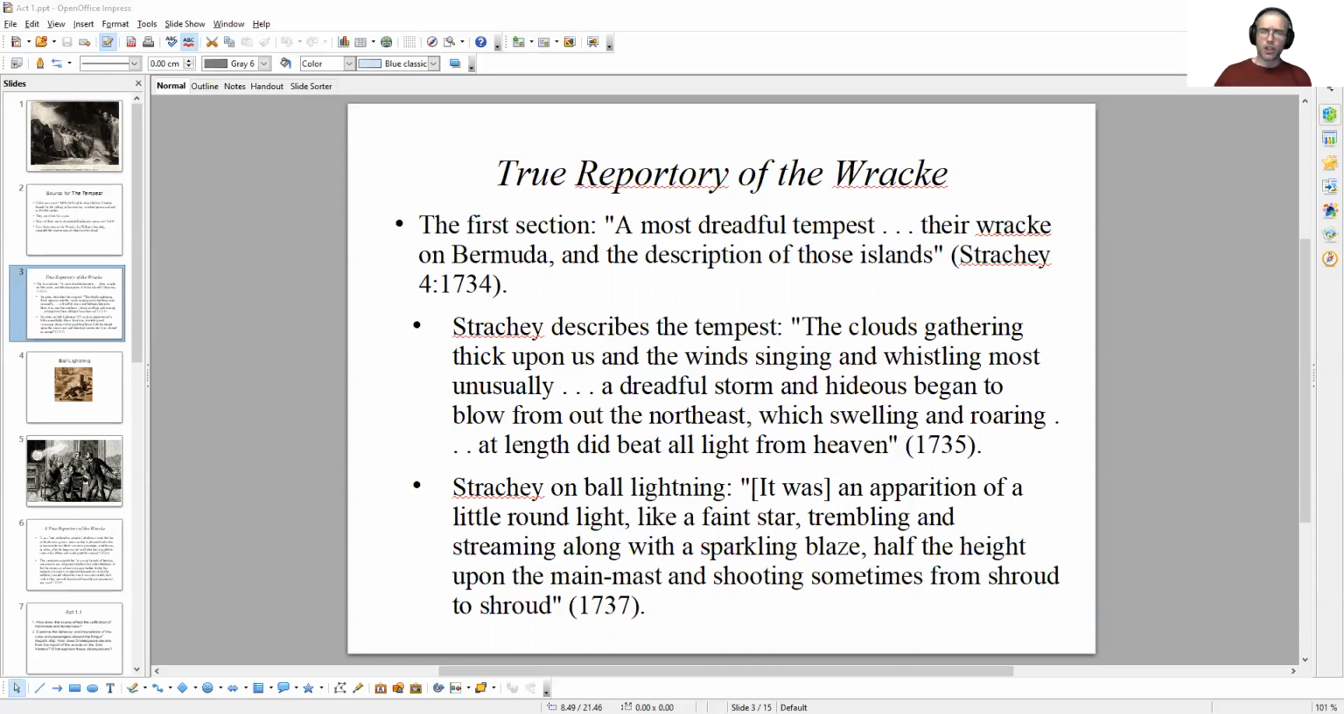During the tempest, the ship was beset, the storm clouds gathering thick upon us, and the winds sighing and whistling most unusually. A direful storm and hideous began to blow from out the northeast, with swellings and roarings. At length did beat all light from heaven.